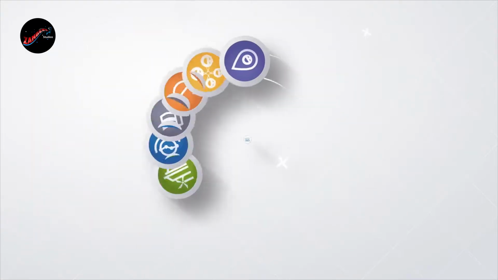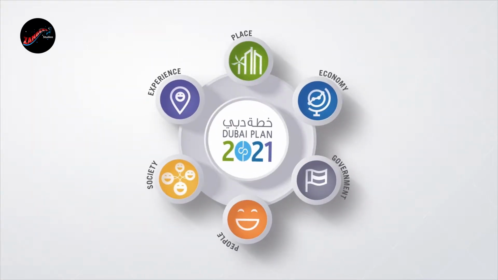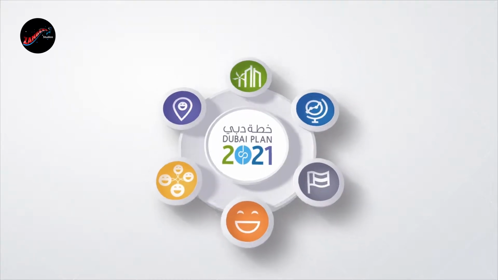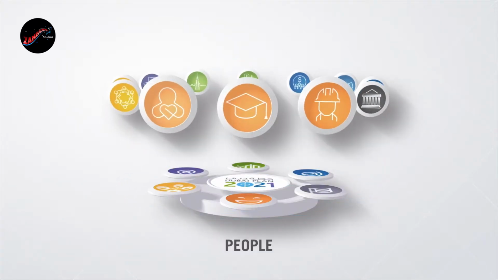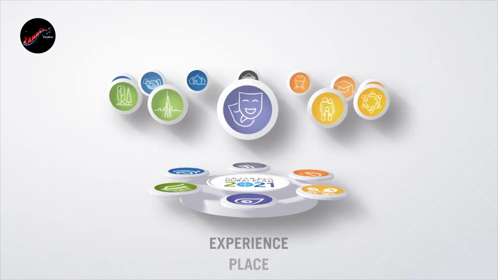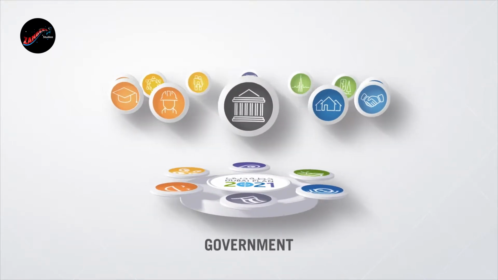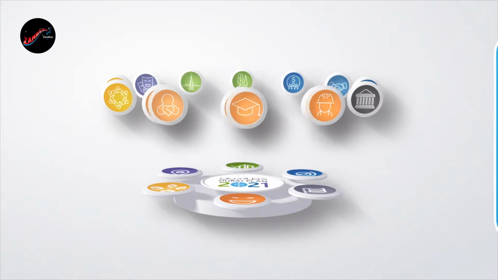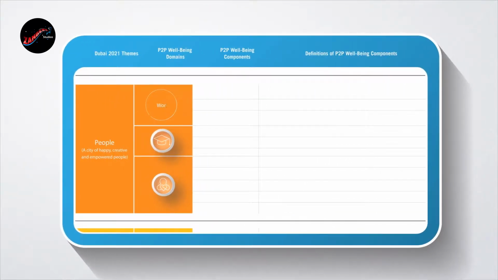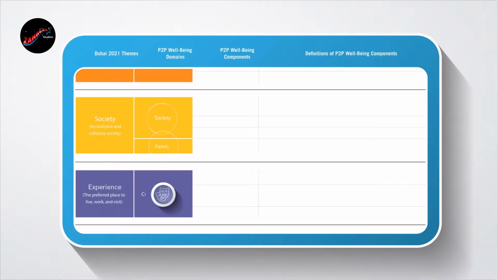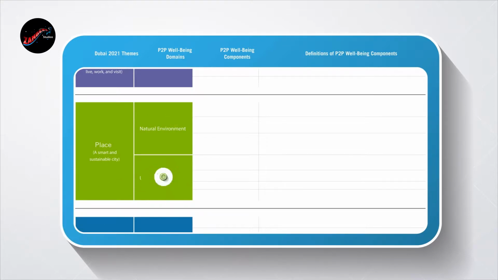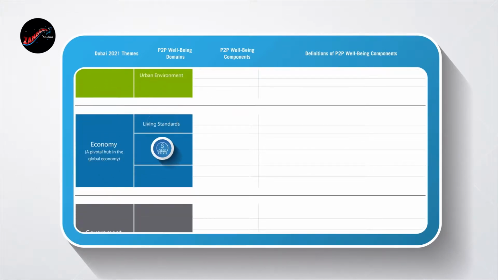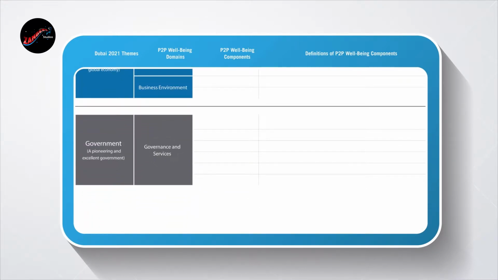Now, the tool's overarching structure is based on Dubai Plan 2021, along with its 6 pillars: people, society, experience, place, economy, and government. These 6 pillars have been divided into 12 domains. These 12 domains are work, education, physical and emotional health, society, family, culture and leisure, natural environment, urban environment, living standards, economic equity, business environment, and lastly, governance and services.